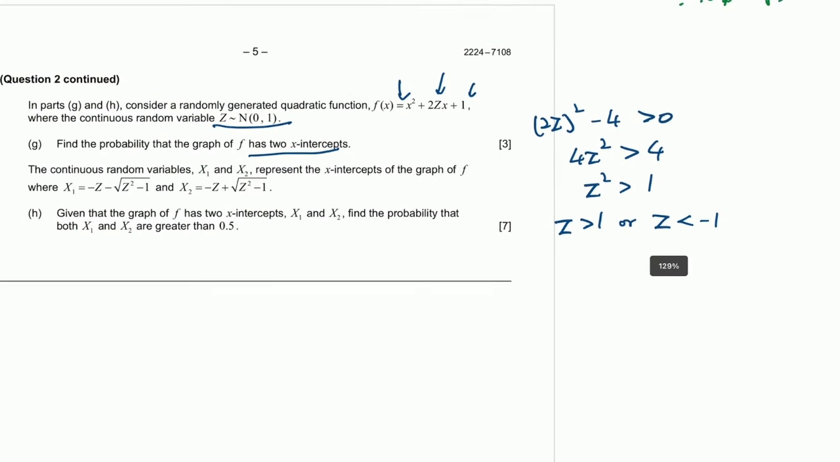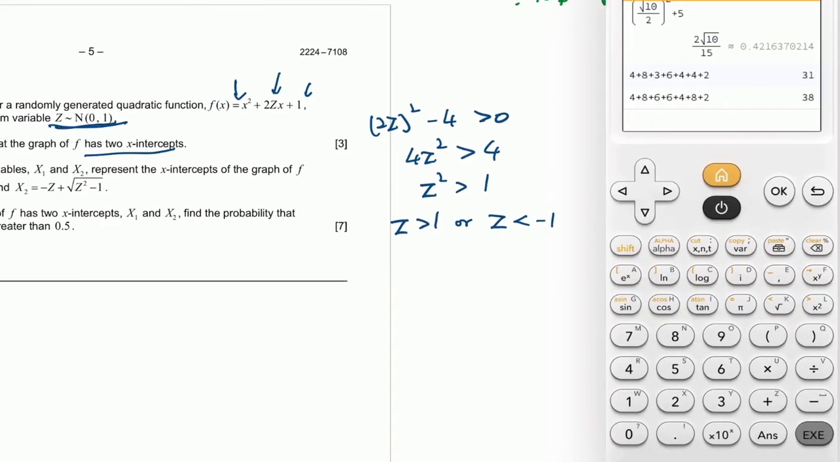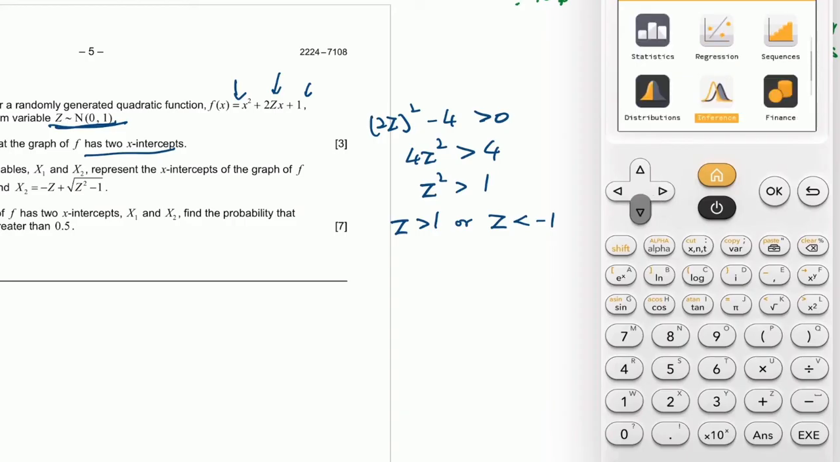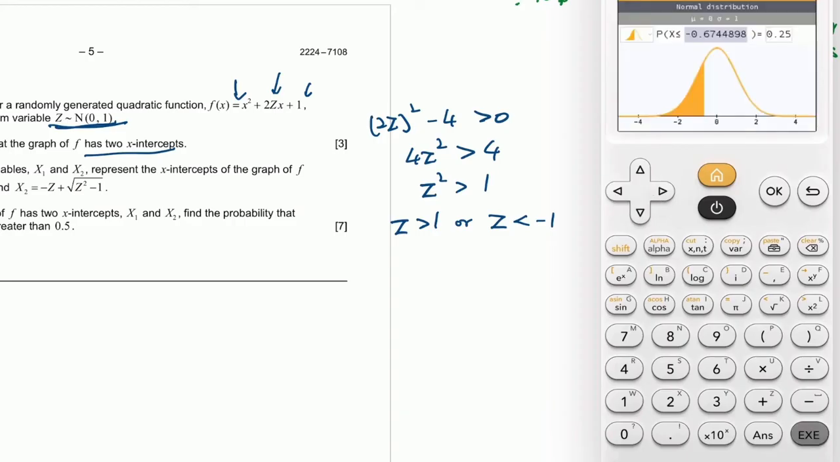But this is a normal distribution, right? So we can find this probability using the normal distribution. What do I want? Less than minus 1. So 0.15865. The other side is the same, right? So we just times 2.